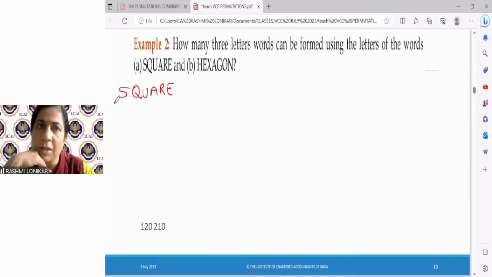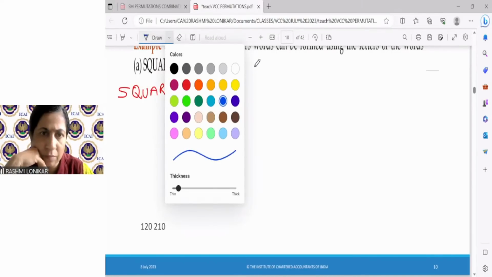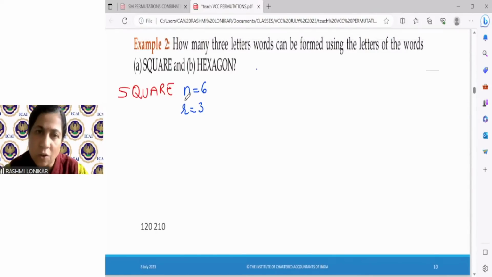Can we count how many letters are there? 1, 2, 3, 4, 5, 6. So my n is equal to 6. And how many 3-lettered words? 3 letters means my R is equal to 3. So what does permutation say, that out of the given n objects, how many sequences can be formed which have the length as R?